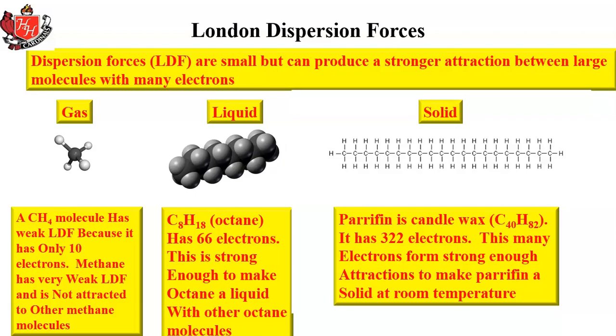It has 322 electrons. This many electrons form strong enough attractions to make paraffin a solid at room temperature. So even though London dispersion forces are the weakest type, they can be fairly strong if you have a large enough molecule with enough electrons, so that when those electrons get pushed over to one side, they create a fairly strong temporary dipole, negative on one side, positive on the other.